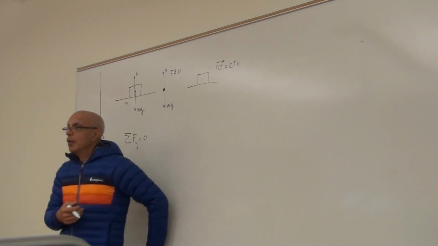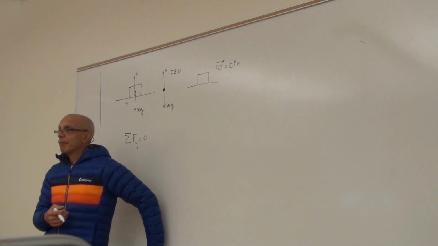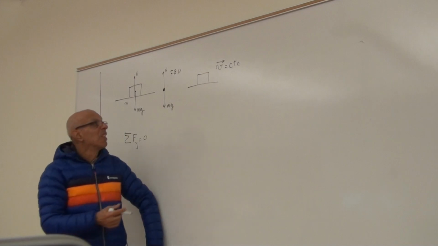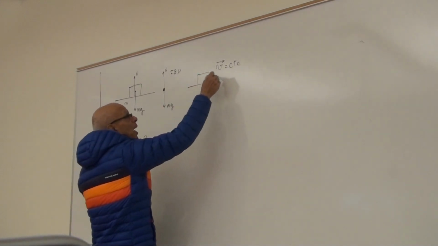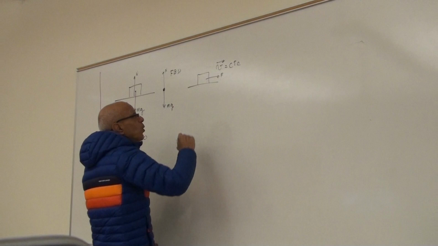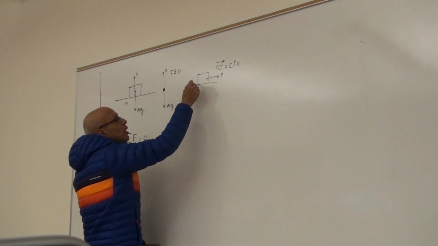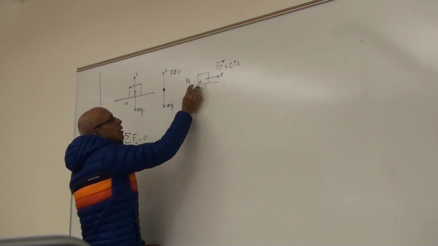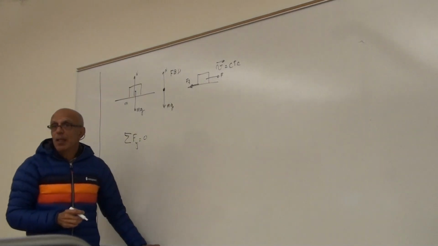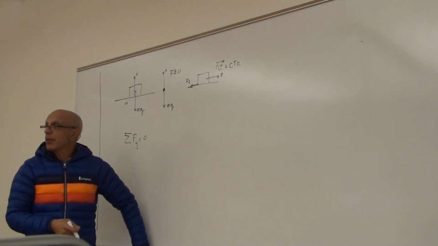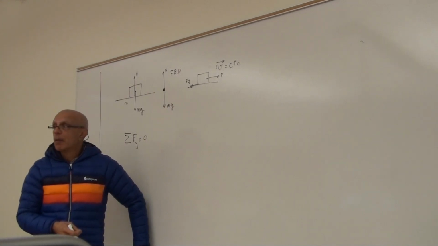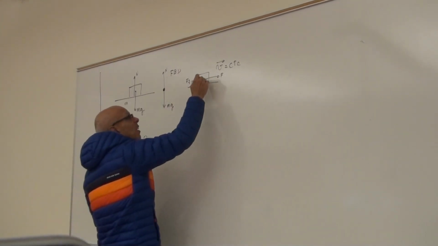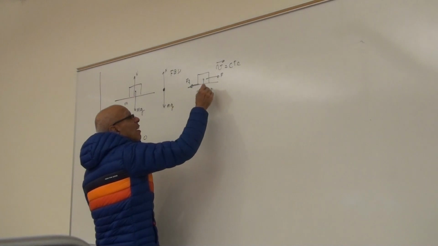So let's draw the free body diagram now. What are the forces on the block? One force this way, F, and then friction the other way. I'm going to put it here because this is a contact force, right? What else? The normal force and the weight.